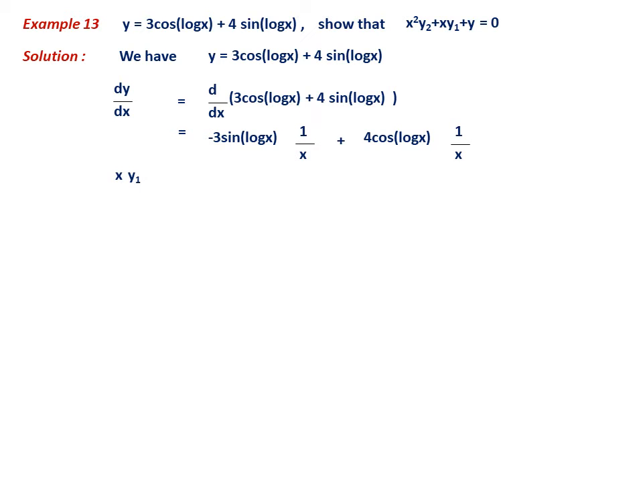So now what we can do is, d square y by dx square we can definitely find for this only, but the problem is it becomes more complicated because 1 by x is in the denominator, so we have to use quotient rule. So this becomes lengthy. Therefore, what you have to do is take this x which is in the denominator of the right hand side to the left hand side. So it becomes x y1 equal to minus 3 sin log x plus 4 cos log x. So I have used the same symbol. Instead of dy by dx, you can use y1.